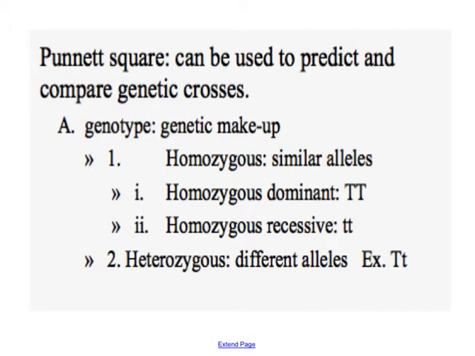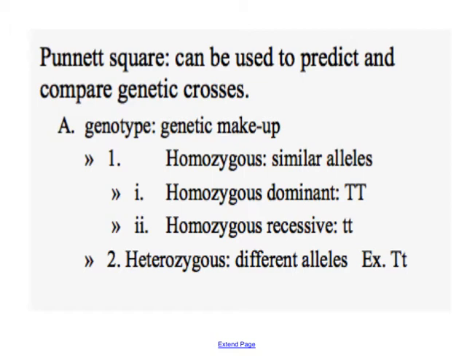A genotype is the genetic makeup. It's like the stuff inside you, all right? The A's, C's, T's, and G's that make up who you are. The first term we're going to talk about with this is called homozygous. Now, homozygous means similar alleles. Remember, a genotype is something we can't actually see individually, so we have to use letters to represent that genotype.